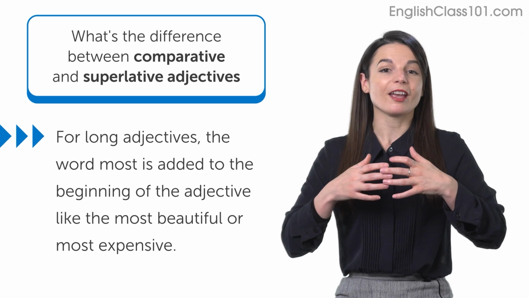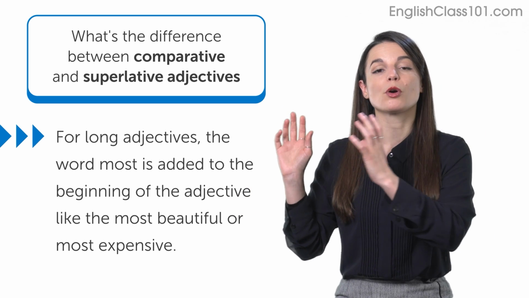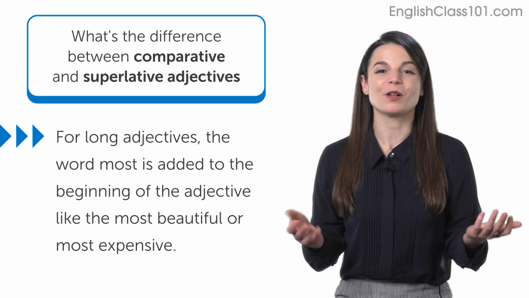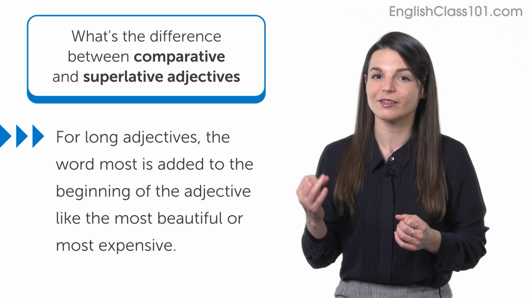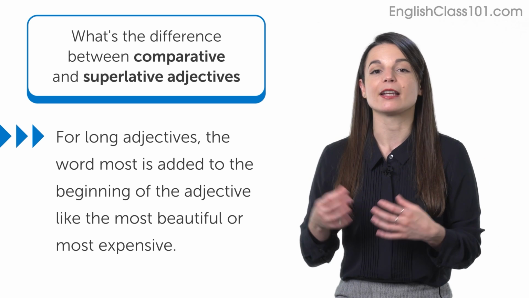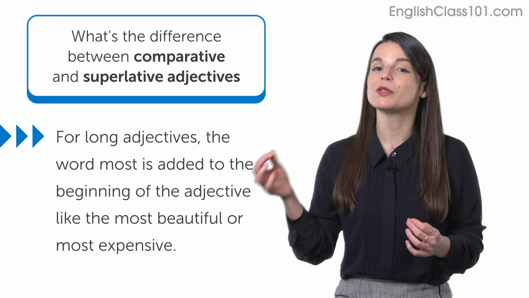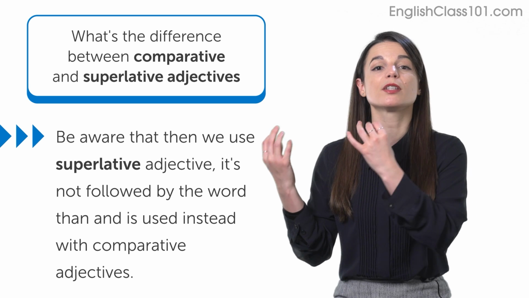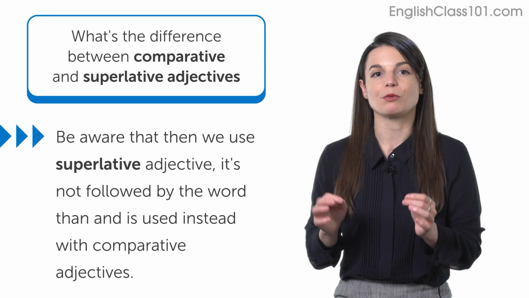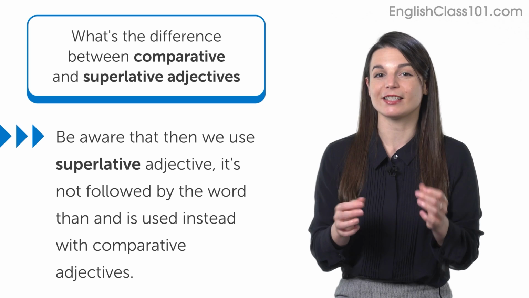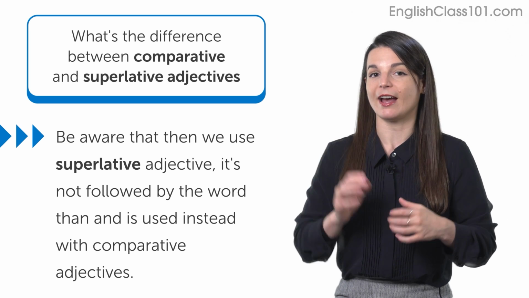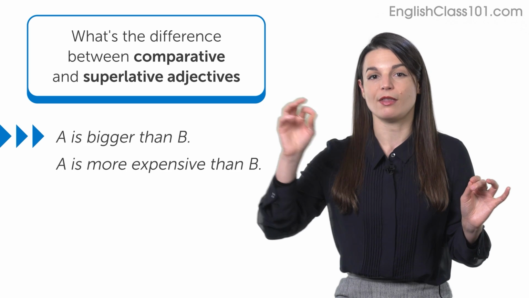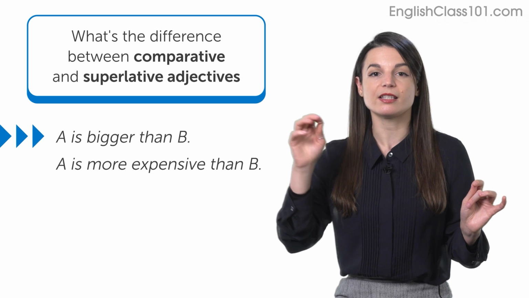So on the other hand, when we have long adjectives, we have to put a word in front of the adjective, just as we did when we were making the comparative form. So for example, with the adjectives beautiful and expensive, we make the superlative form by adding most in front of the adjective. Most beautiful or most expensive. Also, please keep in mind that when we use the superlative form, we don't follow it with than. When we're making a comparison between two things, we use that than after the comparative form of the adjective. So for example, A is bigger than B, or A is more expensive than B.